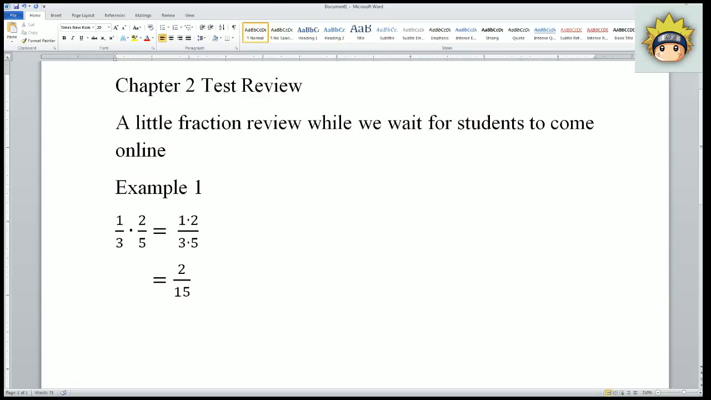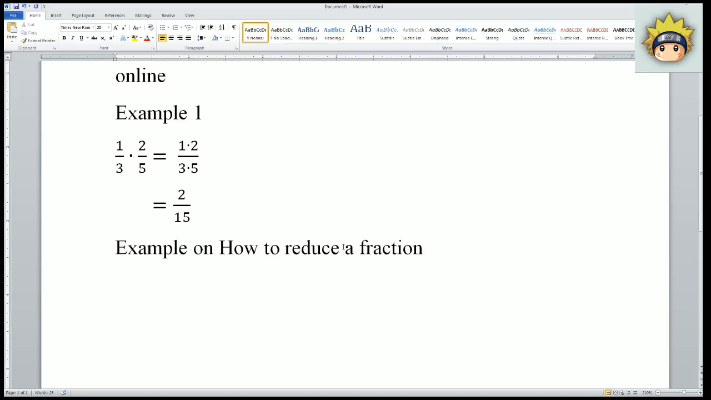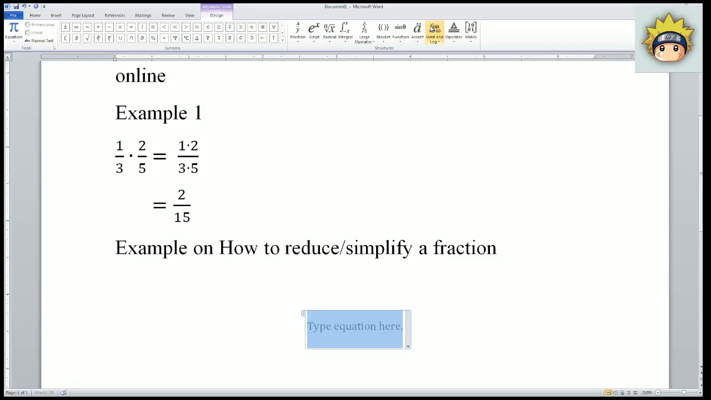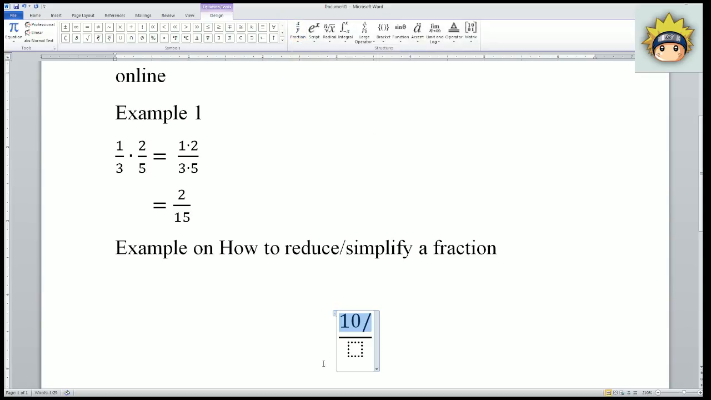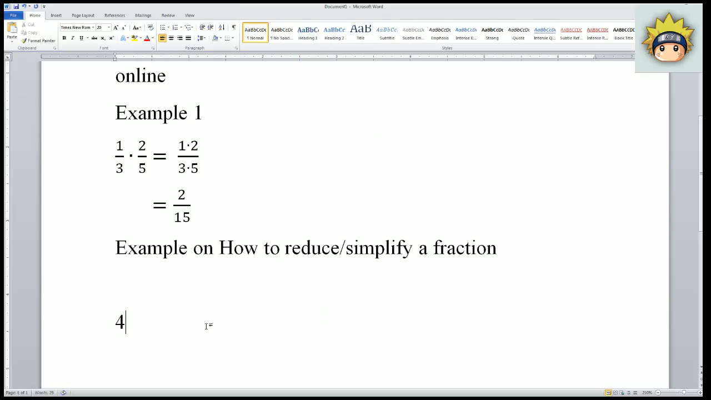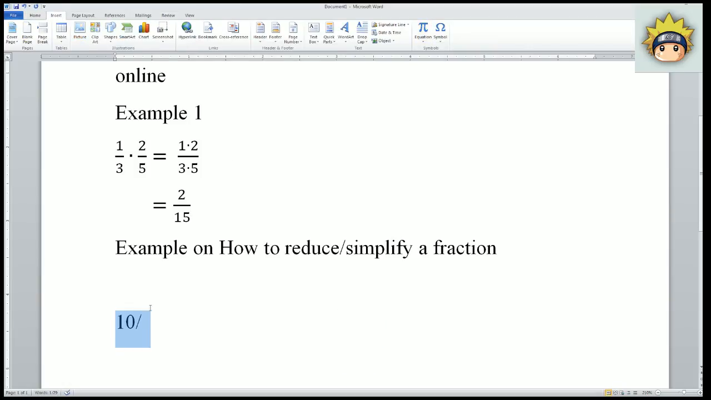You could also have to reduce or simplify a fraction. If you have a fraction like 10 divided by 4, that looks like this: 10 over 4.